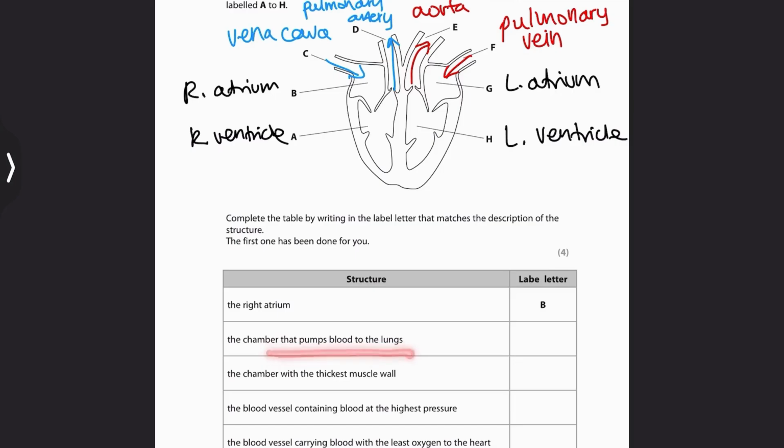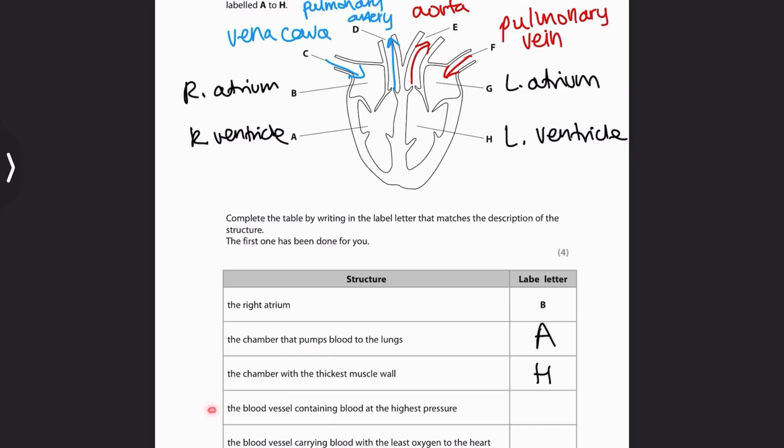So after we've done that, then it says the chamber that pumps blood to the lungs. Which one is going to the lungs? That's got to be A, because it's the chamber. Please read carefully, not the blood vessel. The chamber that pumps blood to the lungs. So it's got to be this one. Deoxygenated blood, right ventricle, pumps blood, boom, through the pulmonary artery to the lungs. So that's why this one is A. And then the chamber with the thickest muscle wall, that is obvious, that is H, isn't it? Which is the left ventricle, H right there.